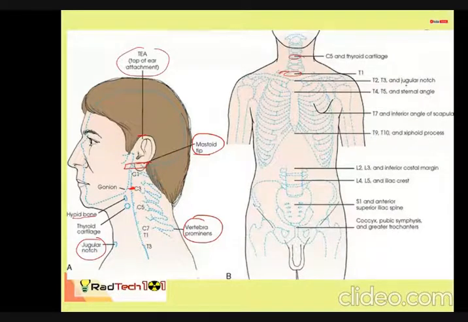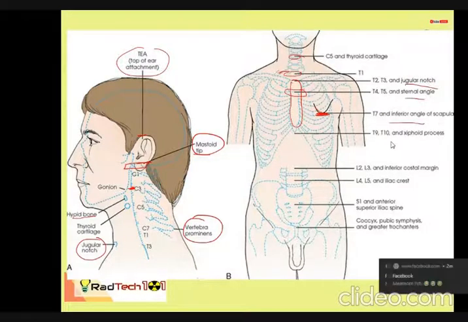T2 and T3, jugular notch. T4 and T5, the sternal angle. Ito siya, sa sternum. This is the entire sternum. T7, so kapag nakatalikod ang patient, dito siya sa baba, lower portion or inferior angle of scapula. T9 and T10, so at the level of the xiphoid process or the xiphoid tip, yung pinaka-last portion ng ating sternum.